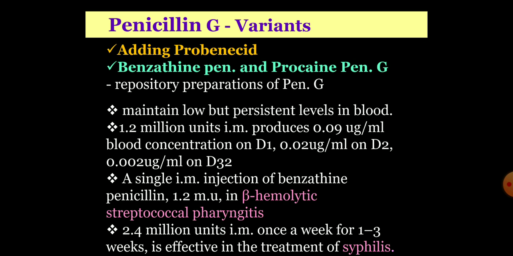A single IM injection of benzathine penicillin 1.2 million units is given in beta-hemolytic streptococcal pharyngitis. A single dose of 2.4 million units is given basically in divided doses in the 2 buttocks, and it's an extremely effective treatment in case of secondary syphilis.